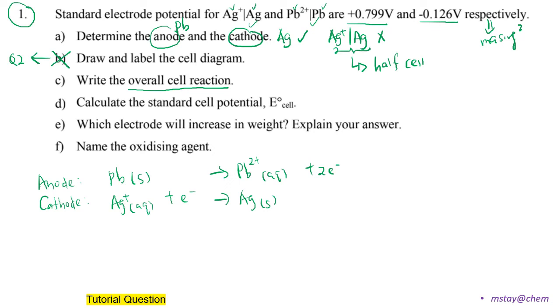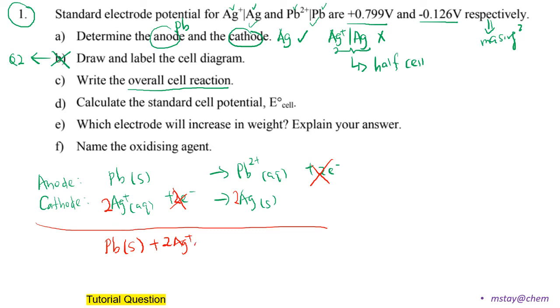Because we want to write the overall equation, the number of moles of electrons has to be the same, so the half equation at the cathode needs to be times 2, and then the electrons can cancel each other. So we end up with lead plus 2 moles of silver ion producing 1 mole of Pb2+ and 2 moles of silver. So this is the answer for C.